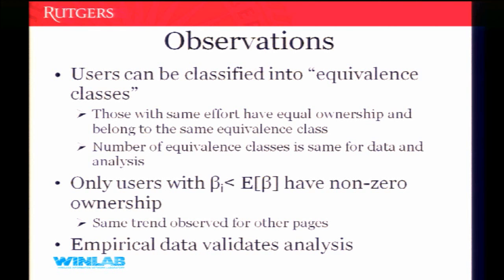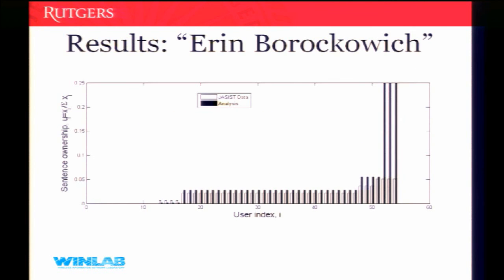Okay. And here are some of the key observations. If you take all the users with non-zero ownership and divide them into equivalence classes, where two users who have equal ownership belong to the same equivalence class, we have very few. Even though we might have 150 users or 60 users or whatever, the number of equivalence classes is 5 or 6. We observed this for all the 9 pages which we saw.